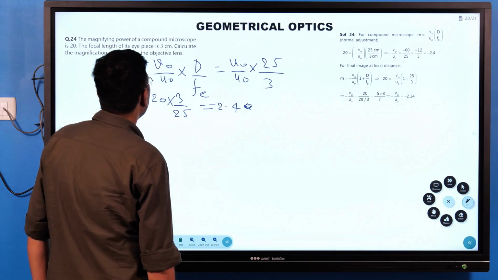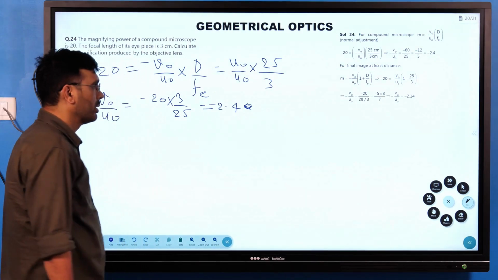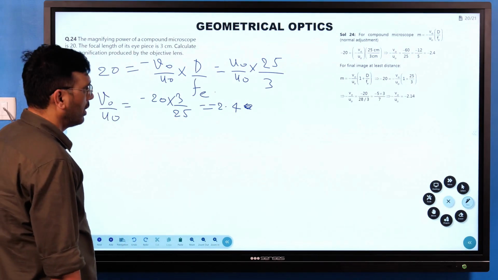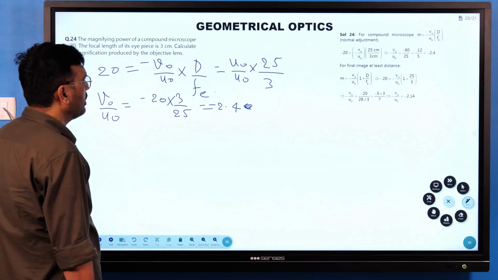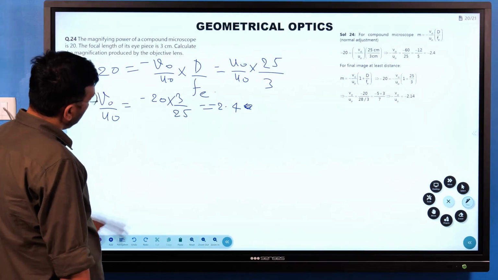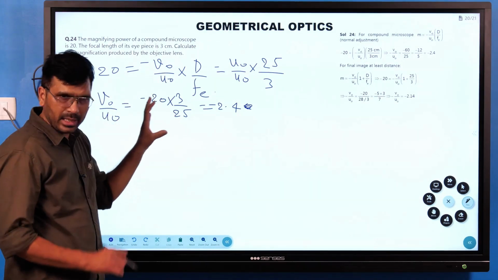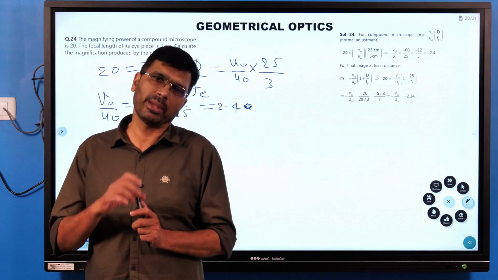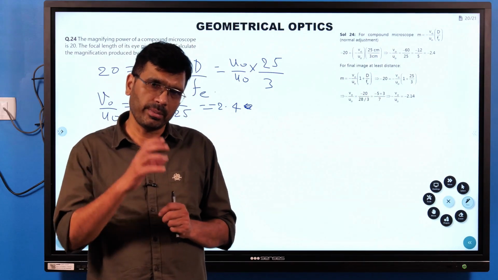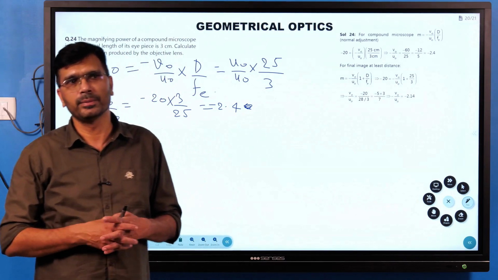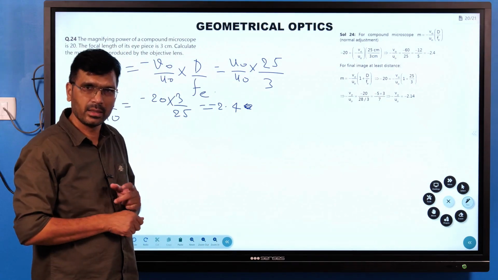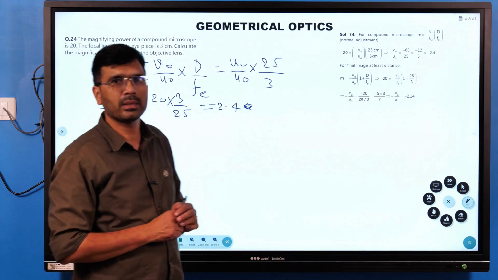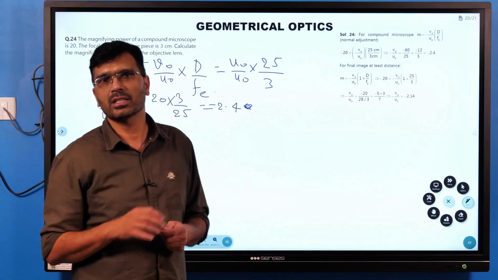Magnification produced by the objective lens. Now, this is for normal adjustment, that means the final image is forming at infinity. What if the final image is forming at the least distance of distinct vision?